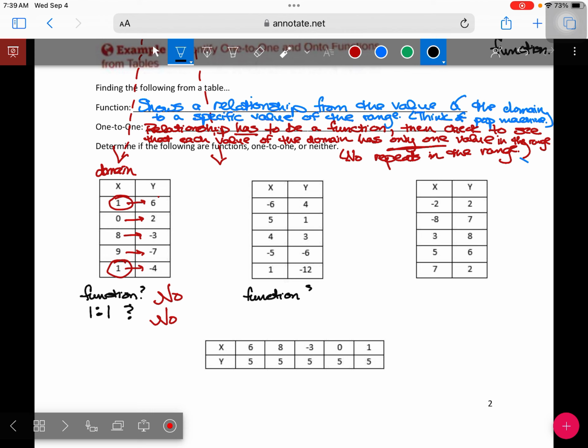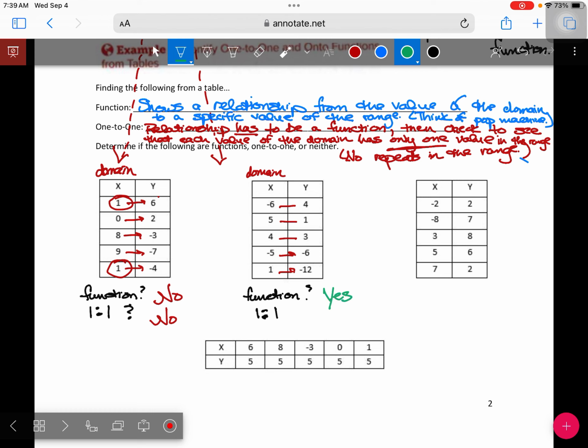All right, so let's look at the second one. Is it a function? Is it one-to-one? So look at your domain. Here's your domain. And how is it matching up? Well, we got -6 to 4, 5 to 1, 4 to 3, -5 goes to -6, 1 goes to -12. Does that seem okay? Does that seem like it's a function? Yes. Yes is the correct answer there.